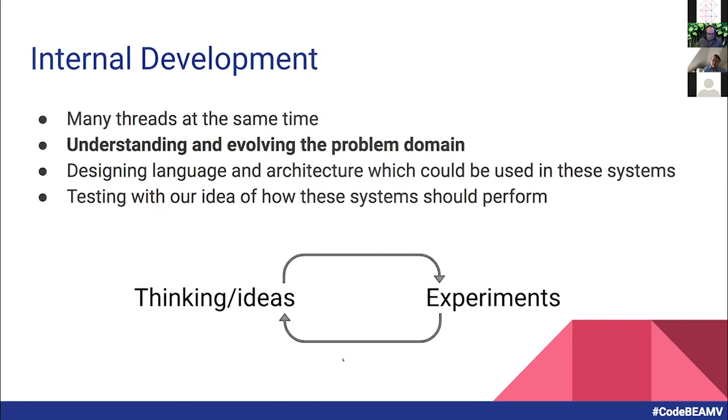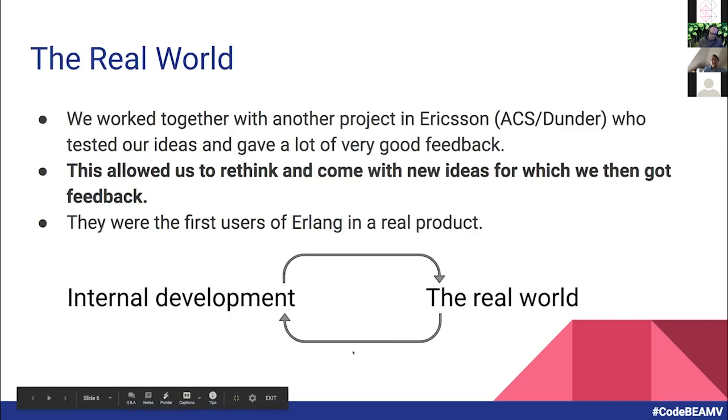But then we were very lucky. So we came up with some things we thought would be good for this, but you have the real world outside, which has its own view of what the problem is. And we were very lucky to work together with another project in Ericsson called ACS Thunder, who were looking at designing an architecture for smaller systems. And we worked together so they would test it. They were very interested. They tested our ideas and came back with a lot of good feedback. Some of it was positive and some of it was negative.